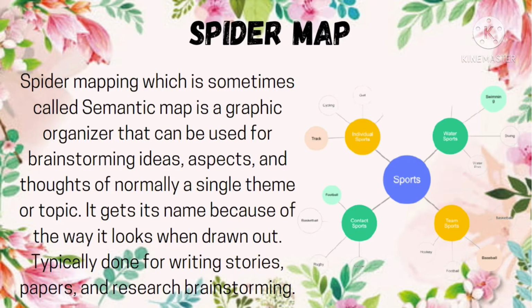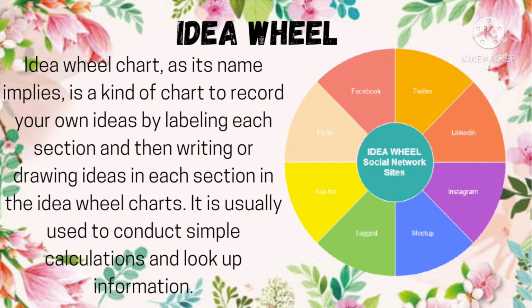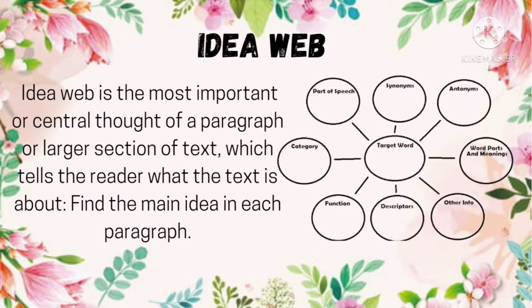Idea wheel chart, as its name implies, is a kind of chart to record your own ideas by labeling each section and then writing or drawing ideas in each section. It is usually used to conduct simple calculations and look up information.